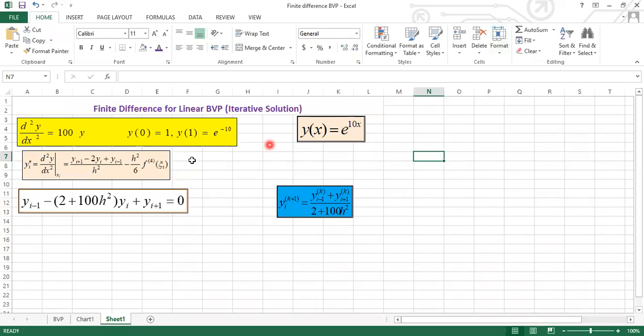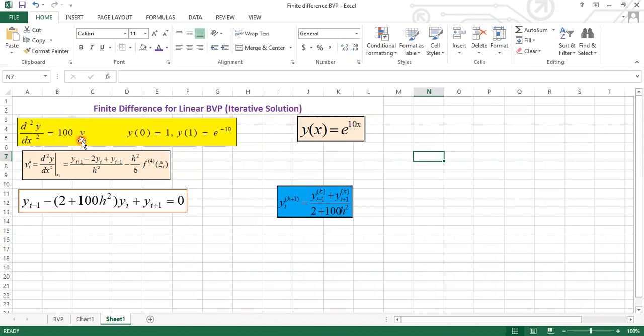This illustration is about the finite difference method for linear boundary value problem, and we will discuss here the iterative solution strategy. The same methodology will be extended while solving the elliptic partial differential equations. So here we have a problem d2y/dx squared equal to 100y.